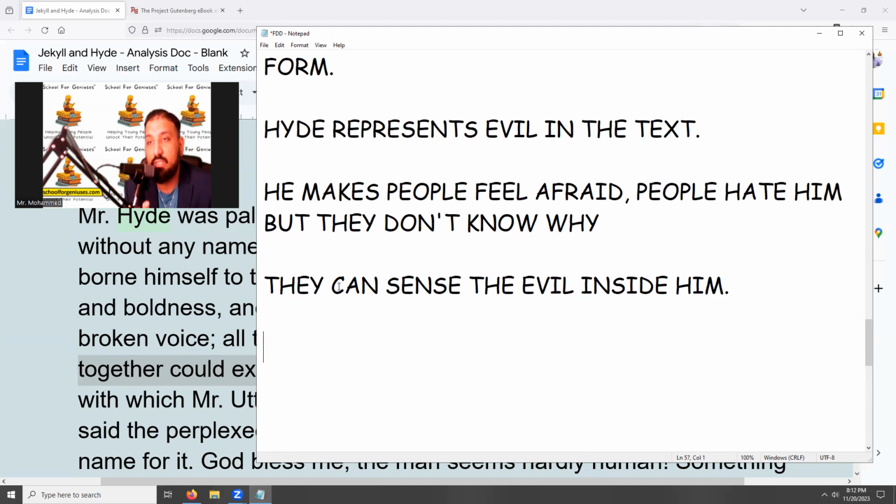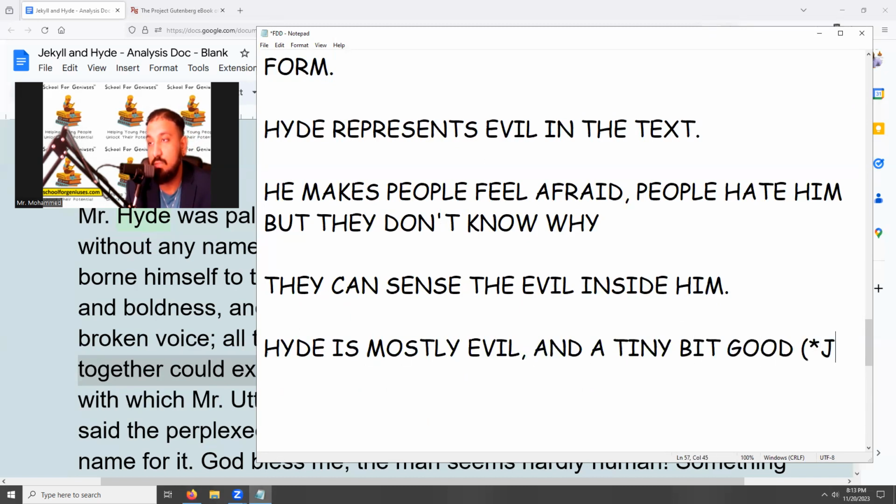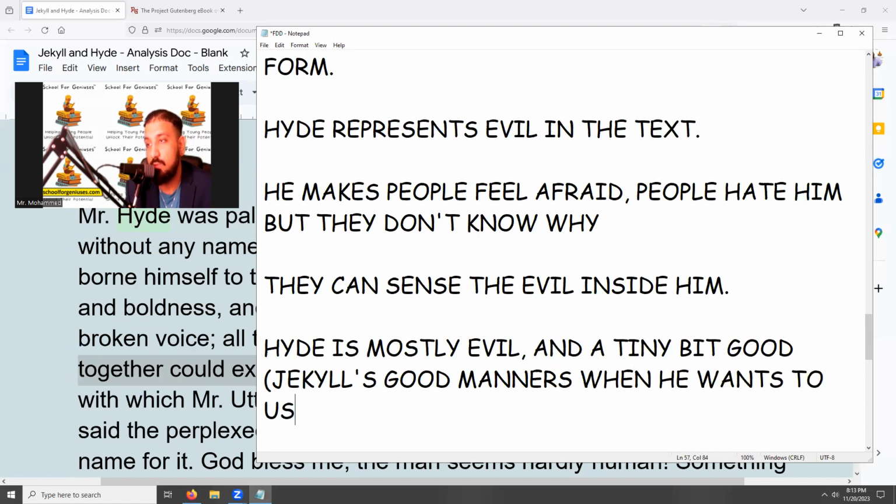Okay, so the point is, Hyde is mostly evil, a tiny bit good. And I can just say the tiny bit is just that he has Jekyll's good manners, when he wants to use them. And again, he doesn't do it all the time. It's just here and there. The rest of the time he's committing crimes and hurting people. So that's Hyde.